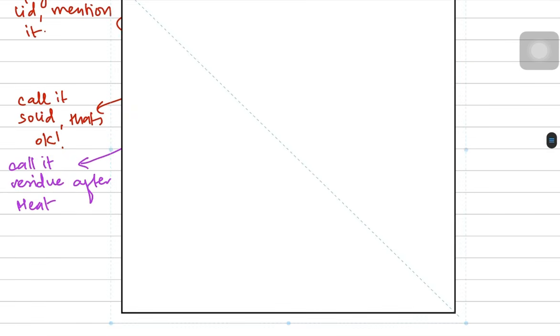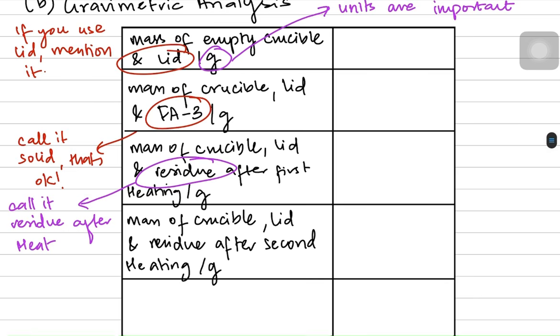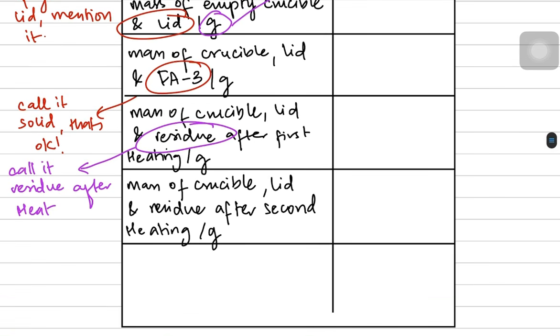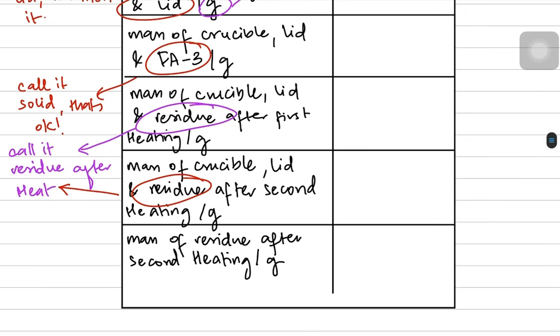Generally, when we are done heating, we place it to cool. Only when it's cooled do you measure the mass again. So maybe the other two rows can be the mass of residue after first heating and the mass of residue after second heating, things like that. Calling it residue is really significant because you can't call it the original label after heating. After heating, you call it residue only. So maybe the next heading could be mass of residue after second heating. You can place mass of residue after first heating also. That would also be important.